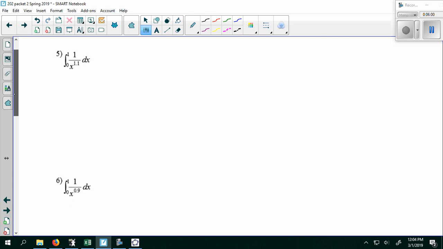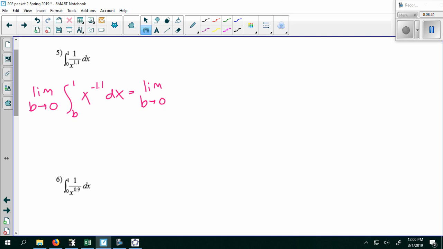Okay, these look similar, but instead of going from 1 to infinity, now we're going from 0 to 1. So the problem happens at 0. I can't plug 0 into this denominator, so I'll have an asymptote there. So instead of integrating from 0 to 1, I'm going to integrate from b to 1 and take the limit as b approaches 0 this time.